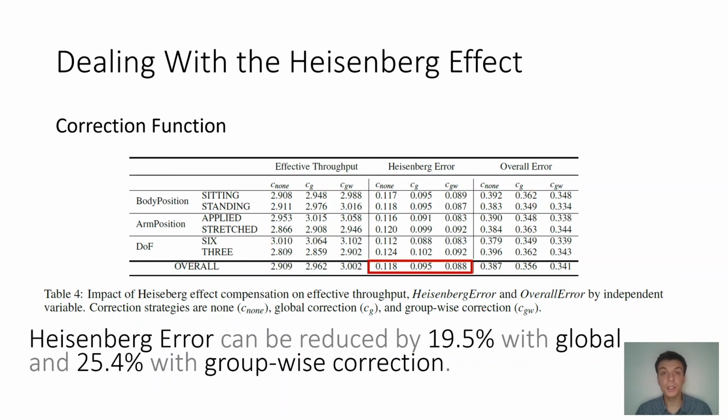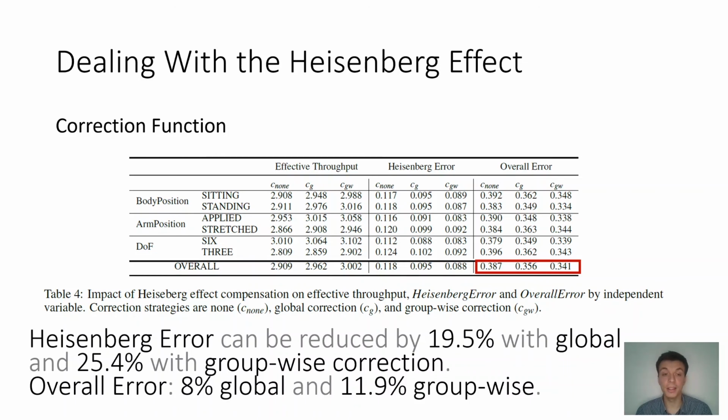And getting this information is not that hard. If you think about it, body position is just the HMD position. We can derive that from the height of the HMD position. Arm position can be derived from the relative position of the controller to the HMD, and degrees of freedom are given by the platform. This way we can even correct the overall error by either 8% with the global correction or almost 12% with the groupwise correction.